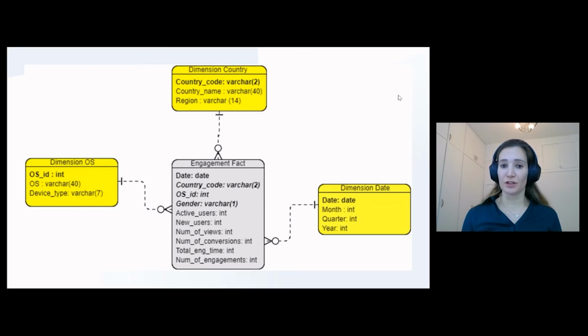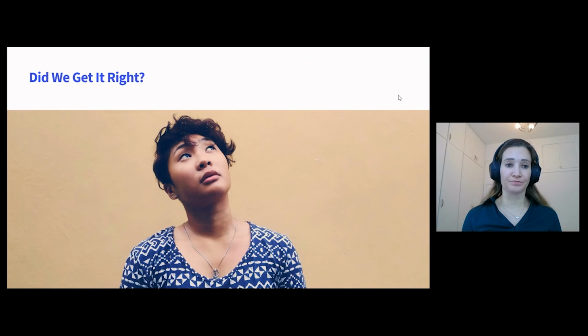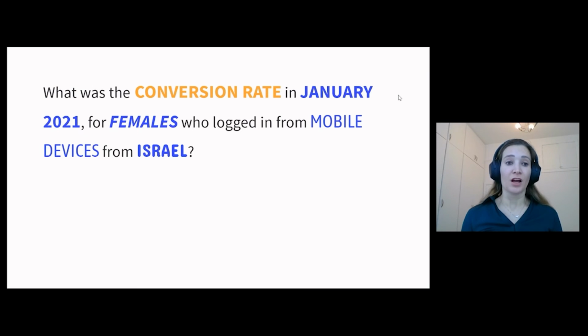So it looks like we have finished, and we have a schema, which is great. Now, how do we make sure that we got it right? The best way to do that is to look back at the business questions and try to answer them by using the tables that we've created. Let's take an example. What was the conversion rate in January 2021 for females who logged in from mobile devices from Israel? Let's query the schema that we've created and see if it answers the business question.